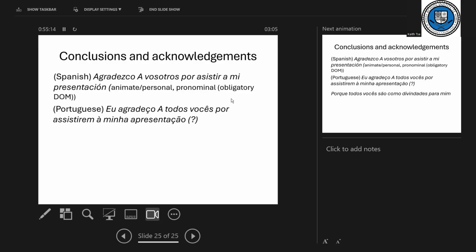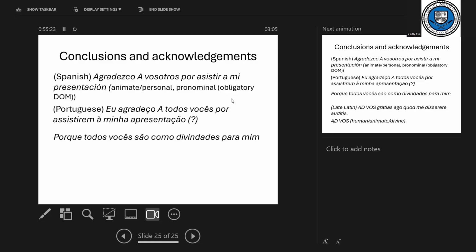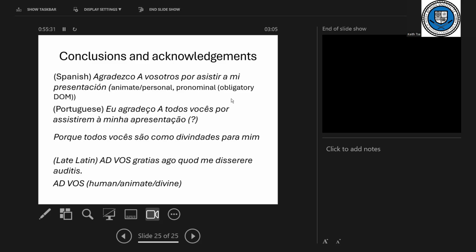The reason being, as we saw in Portuguese, we only use a to mark divine objects. So in order to justify this, I'll need to add a little thing. Quando eu fazer isso como em divindades para mim. Então, eu agradeço a vocês. Finally, in late Latin, it was ad vos gratias ago. Ad vos is both human, animate, and divine. Thank you very much.